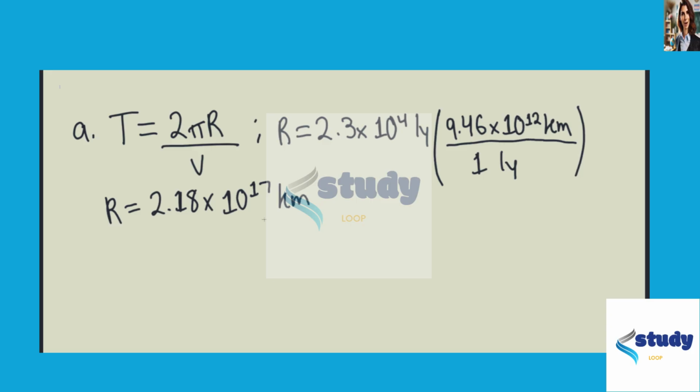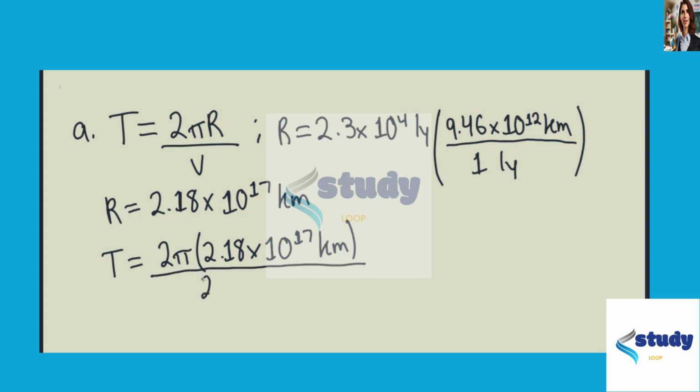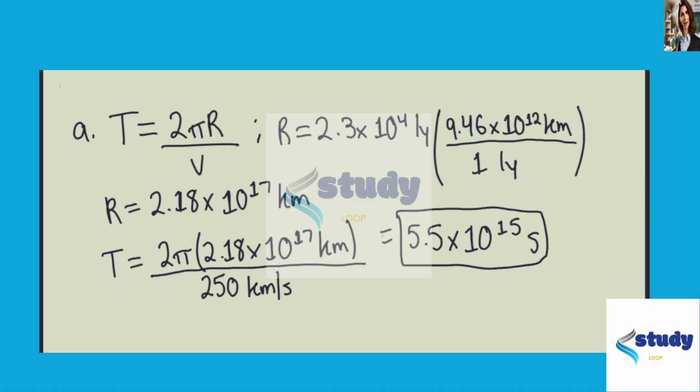And we can then say that the period would be equal to 2 pi times 2.18 times 10 to the 17th kilometers divided by 250 kilometers per second. This is giving us a period of 5.5 times 10 to the 15th seconds. So this would be your answer for part A, the period of the sun.